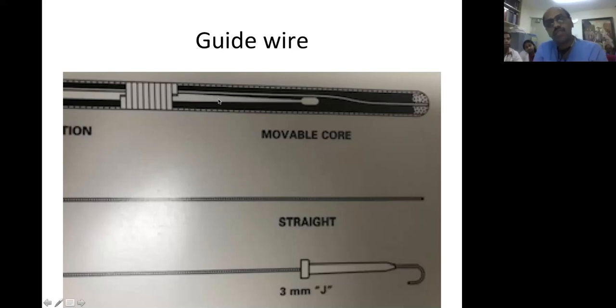In the cath lab, if you find a broken guide wire, you will find suddenly this wire will come out and it will protrude like a thin wire out. So the basic structure of a stainless steel guide wire is a central mandrel with a movable core, and these two are surrounded by a braiding.